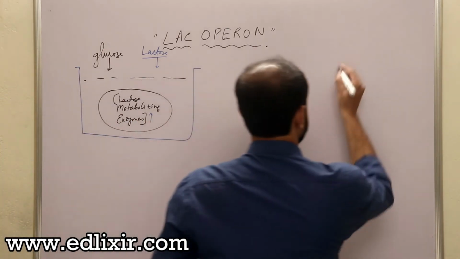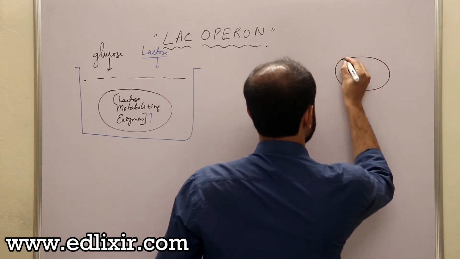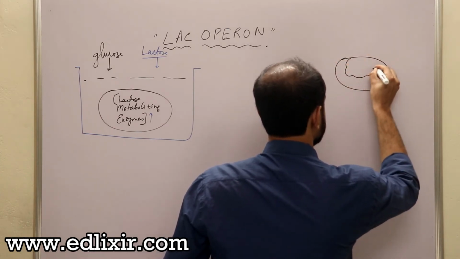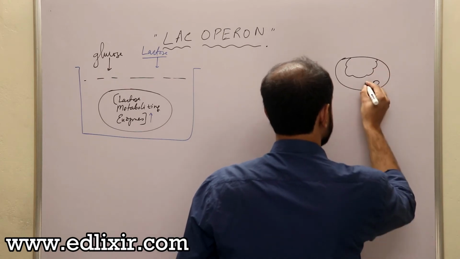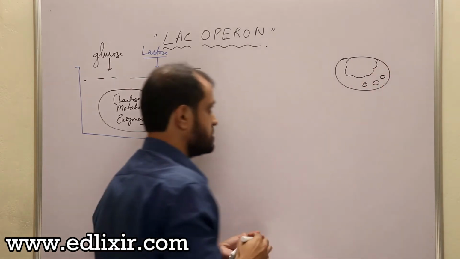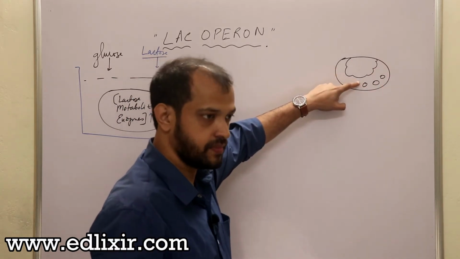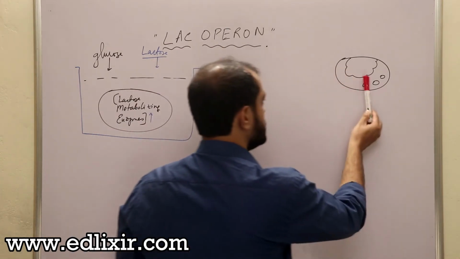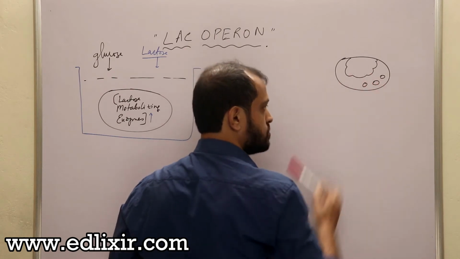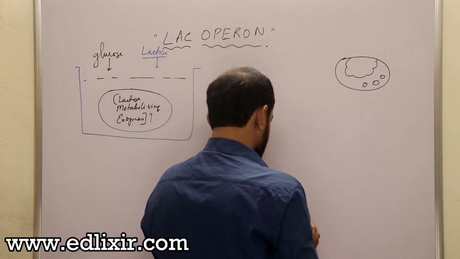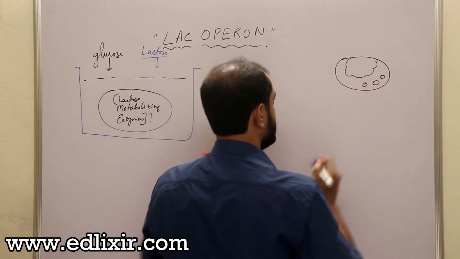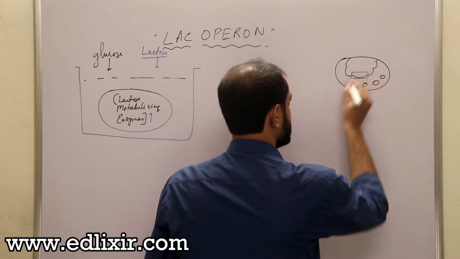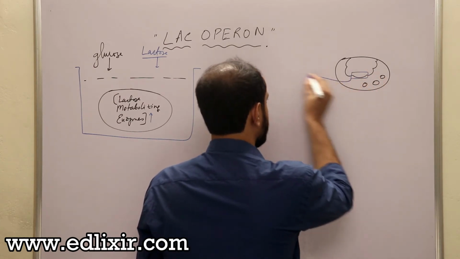Suppose this is a bacteria. This is its chromosome. This is the plasmid. Right? This is chromosome, plasmid. Now, understand this very basic thing. Suppose this is the plasmid and this is the chromosome, and if I magnify this portion, this is suppose the Lac Operon.